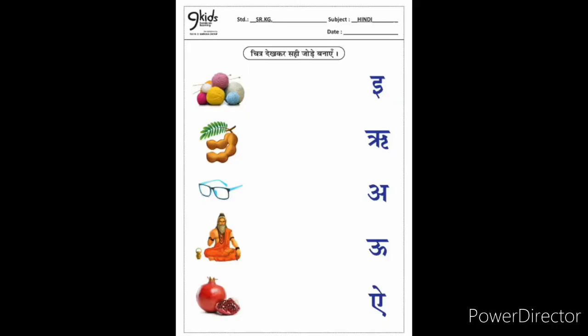Now, I am giving you some worksheets to solve. In this worksheet, you have to see the pictures and match them with the related swar. First picture is of Un, second one Imli, third Anak, fourth Rishi, fifth Anar.